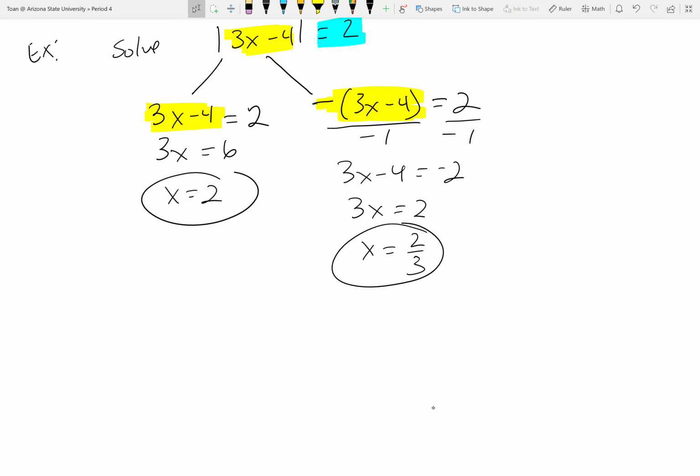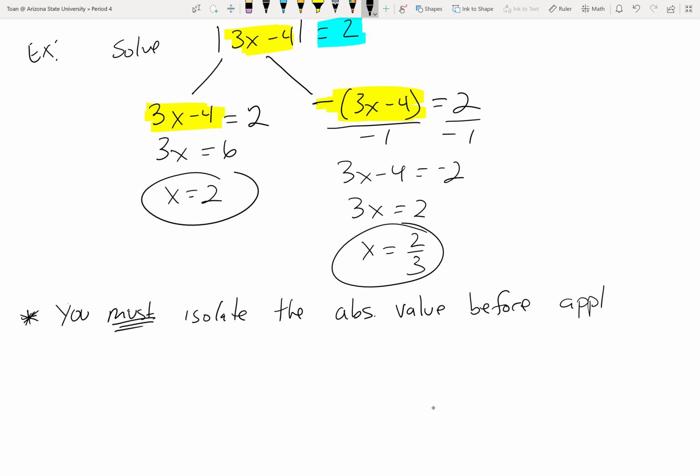Some little heads up, caution, footnotes, whatever you want to call it. This technique, break down the absolute value by using the definition. You can only do that, or rather, I'll phrase it this way: you must isolate the absolute value before applying the definition.